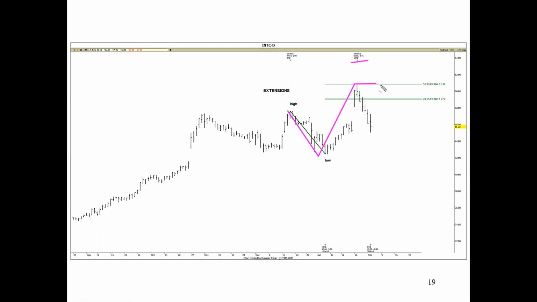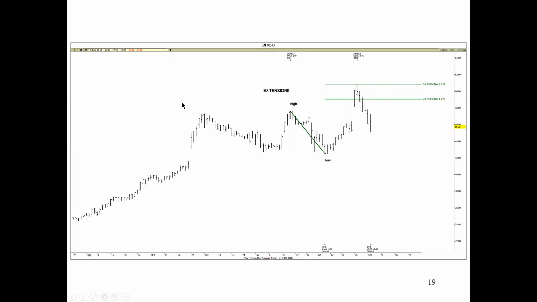50-85, 50-85, yeah. So anyway, you want to be prepared. You want to ratchet up stops, especially if it gets into either the 1272 or 1618 extension. And you would have been stopped out, but hopefully with a profit.